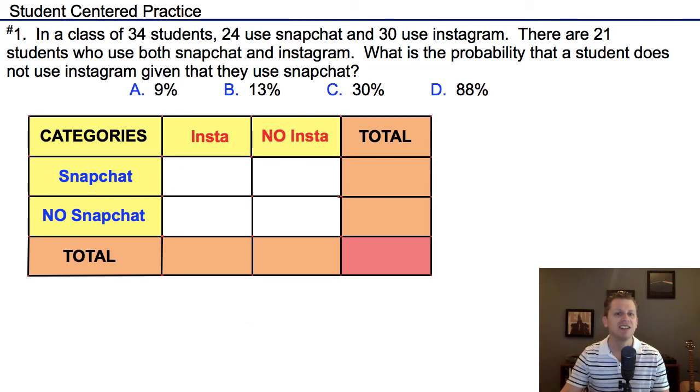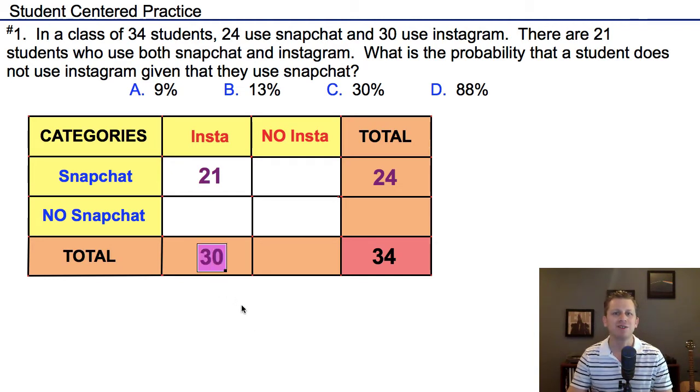Now let's read through the verbal description and fill in the information we have. It says in a class of 34 students, that's going to be the grand total. 24 use Snapchat, so that's the Snapchat total over here. 30 use Instagram, that's the Instagram total down here. And finally, 21 students use both. So for Instagram and Snapchat, there are 21 students that use both. Now that we've filled in all the given information, let's fill in the other parts of the table.